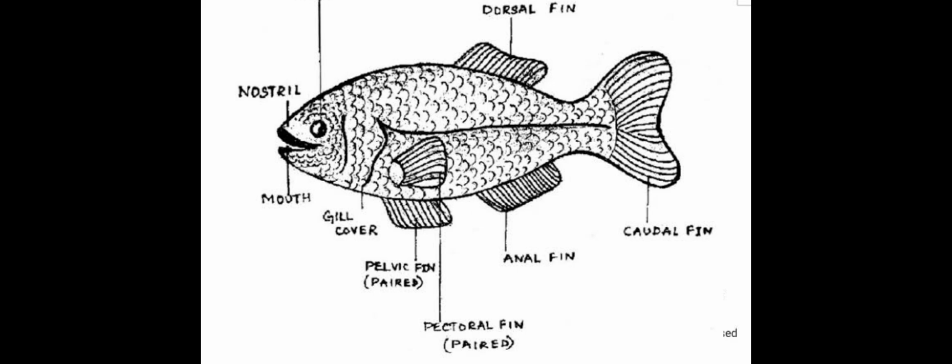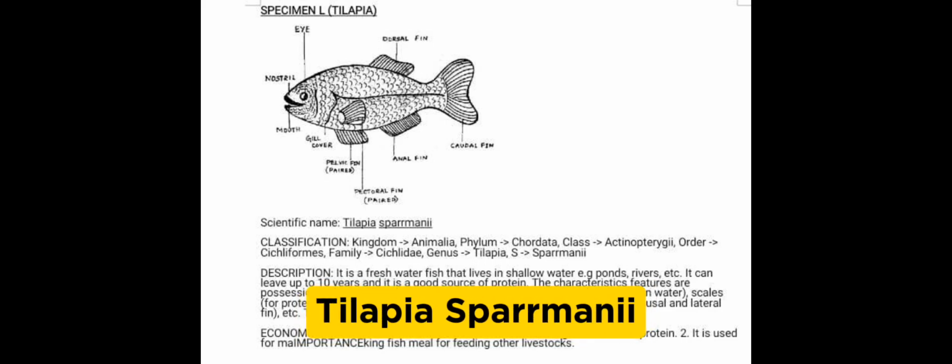When it tells you identify, simply write the tilapia fish. For the scientific name, it is known as Tilapia spermani. By description, this organism lives in fresh water. Just to add, there are three aquatic habitats.